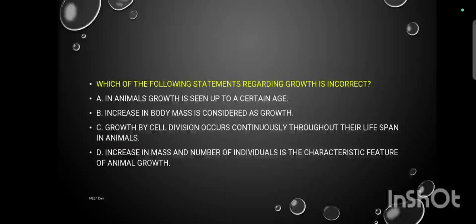Question: which of the following statements regarding growth is incorrect? A. In animals, growth is seen up to certain age. B. Increase in body mass is considered as growth. C. Growth by cell division occurs continuously throughout the lifespan of animals. D. Increase in mass and number of individuals is the characteristic feature of animal growth. So, the incorrect statement is C.